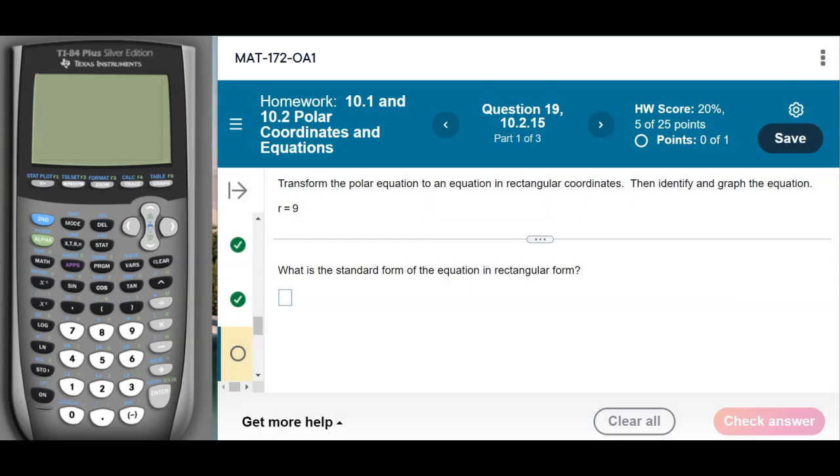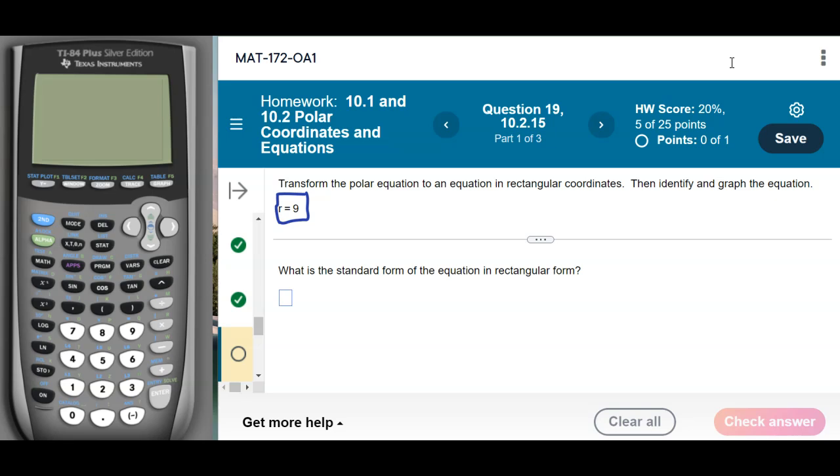Hey Trick Class, in this homework set we're going to look at how to transform polar equations to rectangular equations and vice versa. So this is a polar equation, r equals 9, and that just means the radius is always 9 as we rotate. So the angle theta that would typically show up in a polar equation doesn't show up, and that means it's constant, so the radius never wavers as we rotate.